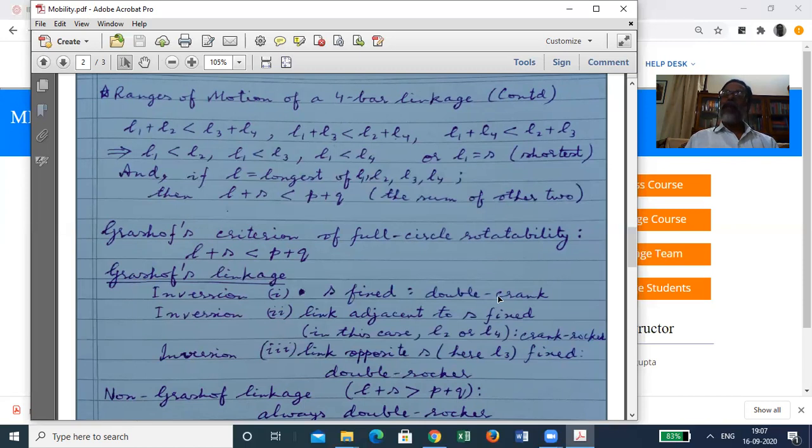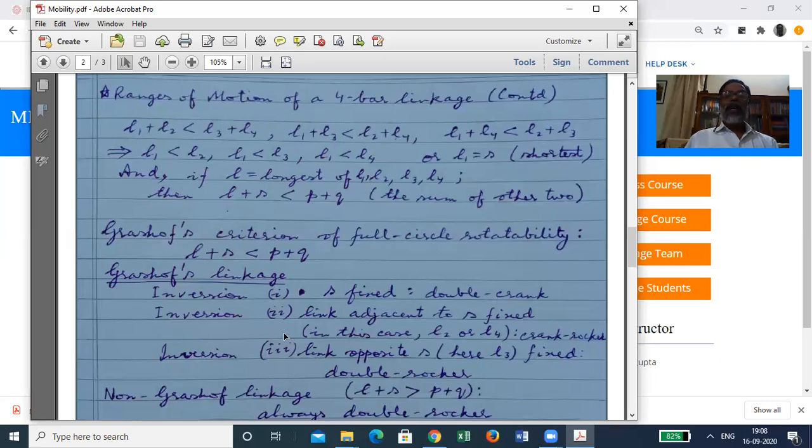You can drive it by giving input to link 2, or to link 4. And if you give input to link 2, then as link 2 completes full circle, link 4 also will complete full circle, of course, at a variable rate. If link 2 moves uniformly, link 4 will take different amounts of time in completing different parts of the cycle.